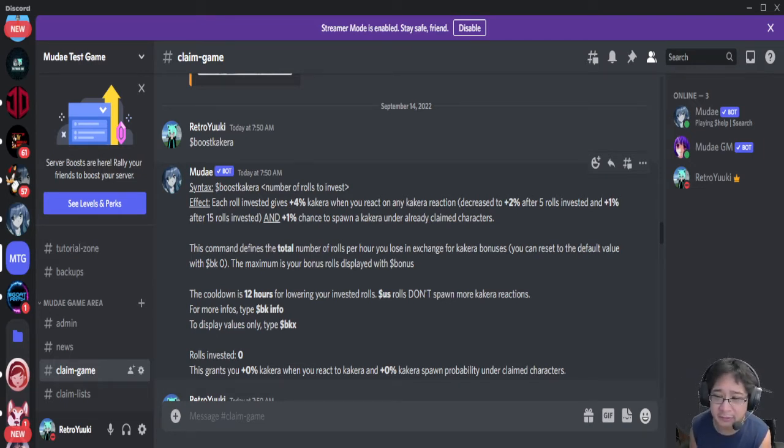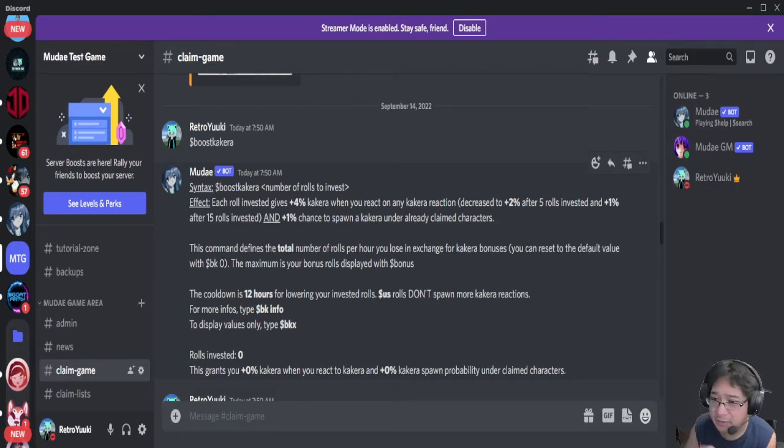The effect is each roll invested gives a plus 4% Kakera when you react on any Kakera reaction. You add a 4% bonus on top of that, but it's decreased to 2% after 5 rolls invested and plus 1% after 15 and anything after 15. And plus 1% chance to spawn a Kakera under already claimed characters.